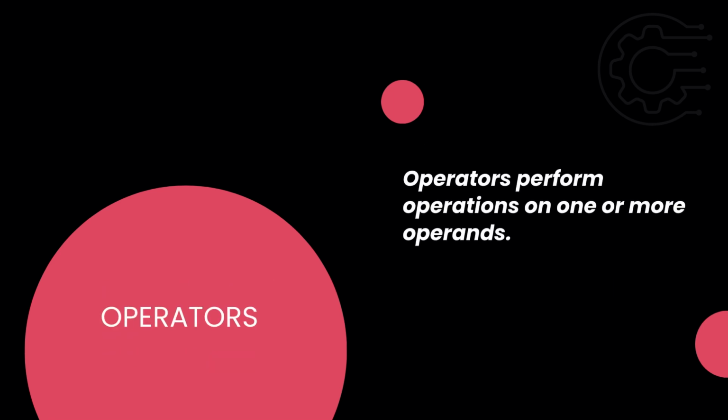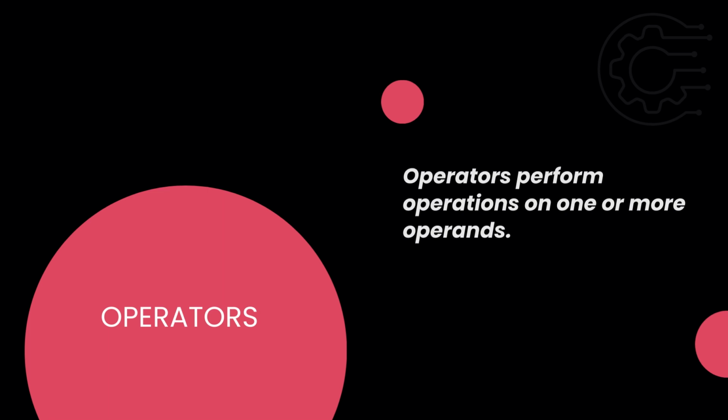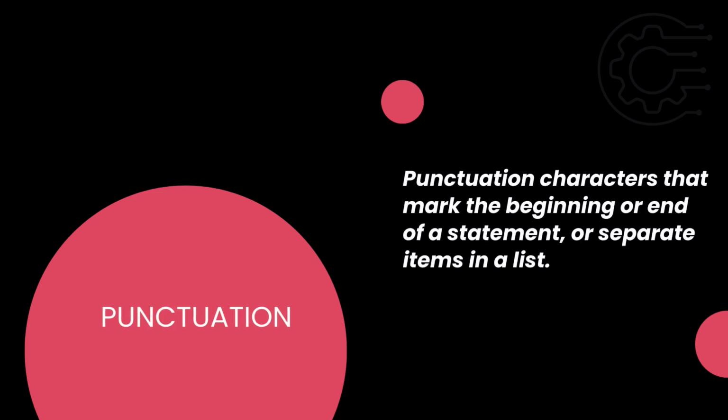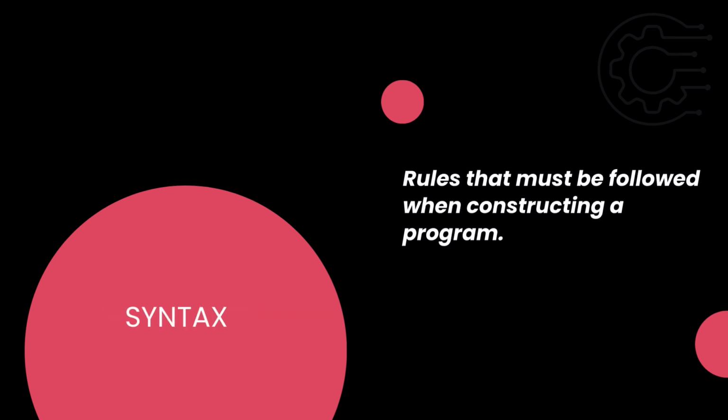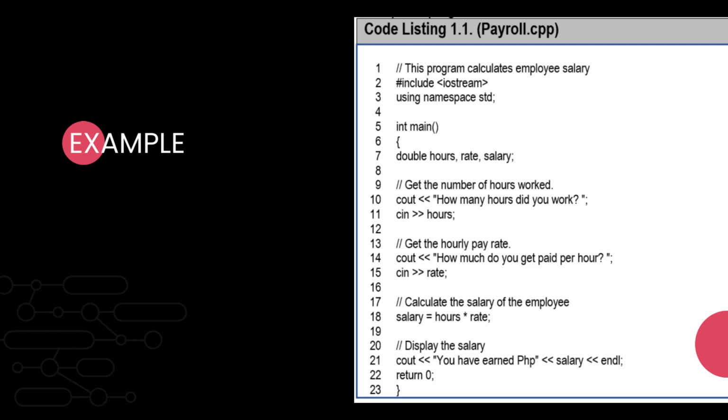Operators perform operations on one or more operands. Punctuation: punctuation characters that mark the beginning or end of a statement, or separate items in a list. Syntax: rules that must be followed when constructing a program. For example, this program calculates employee salary.